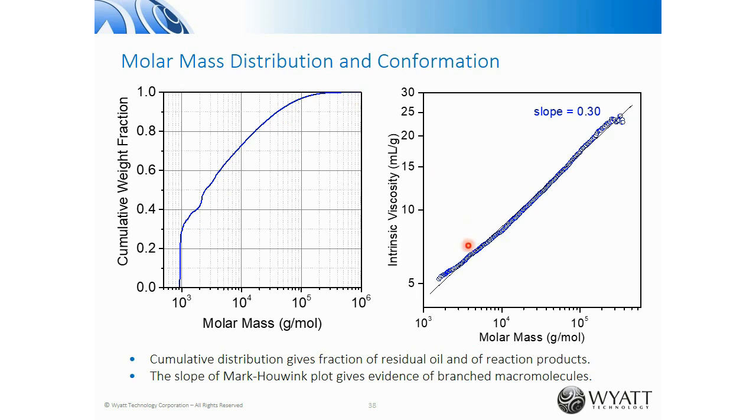In addition, for this sample, we also used an online viscometer, so we could get a nicely linear Mark-Houwink plot, but the slope was 0.3. That is much below what we would expect for linear molecules, and this gives evidence about the presence of branched macromolecules, which makes sense because each oil molecule contains several double bonds, and that means that when these double bonds undergo polymerization, the resulting polymer molecules are branched.